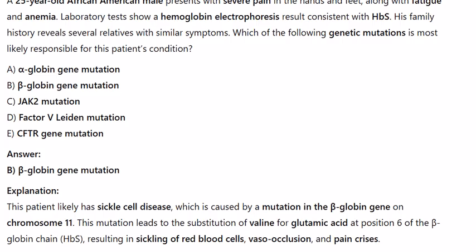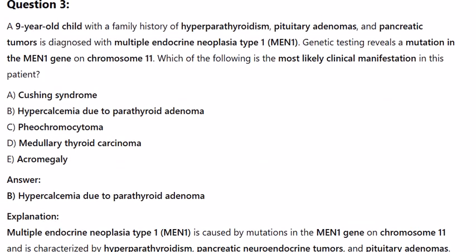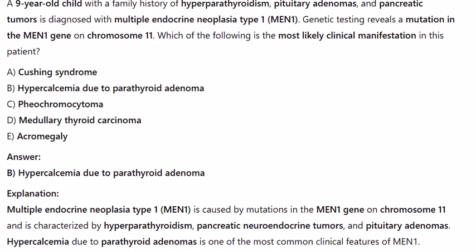Question 3. A 9-year-old child with a family history of hyperparathyroidism, pituitary adenomas, and pancreatic tumors is diagnosed with multiple endocrine neoplasia type 1, MEN1. Genetic testing reveals a mutation in the MEN1 gene on chromosome 11. Which of the following is the most likely clinical manifestation in this patient? A. Cushing syndrome, B. Hypercalcemia due to parathyroid adenoma, C. Pheochromocytoma, D. Medullary thyroid carcinoma, E. Acromegaly.